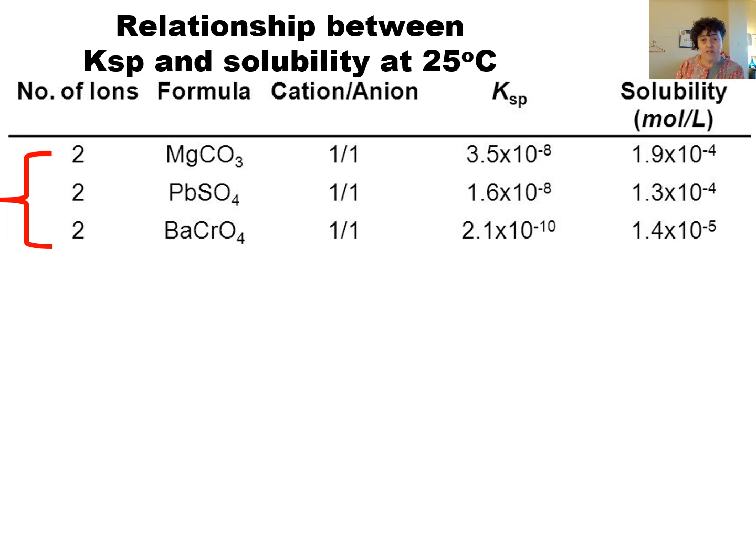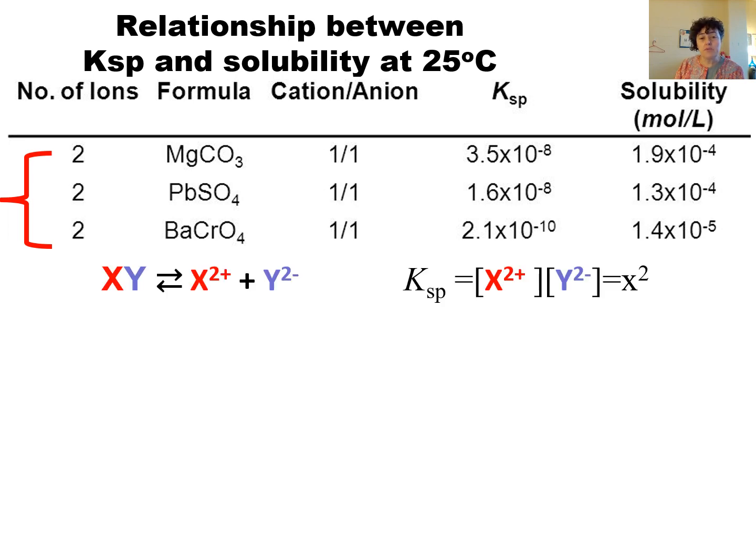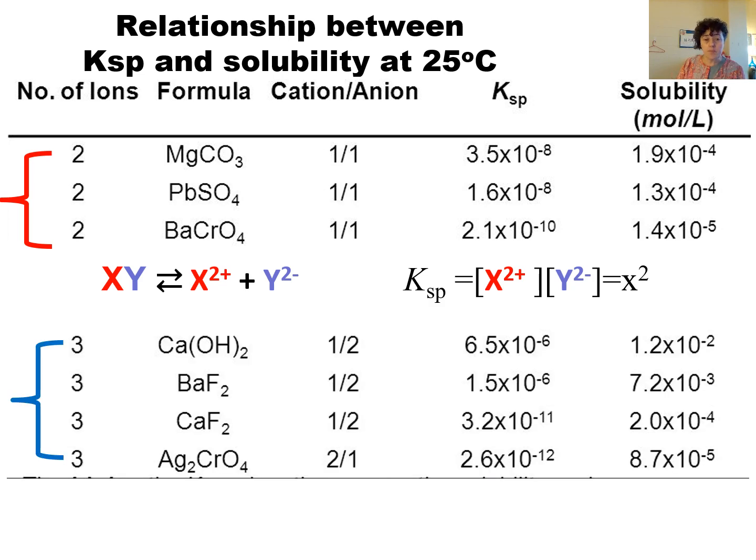So let's see this example. So these are 3 different salts. Both the cation and the anion have 2 charges, so they're all in a 1-to-1 ratio, and therefore the Ksp values go in parallel with the solubility. Whoever has the highest Ksp has the higher solubility, whoever has the lowest Ksp has the lower solubility. The same in this example where the ratio is 1 to 2.